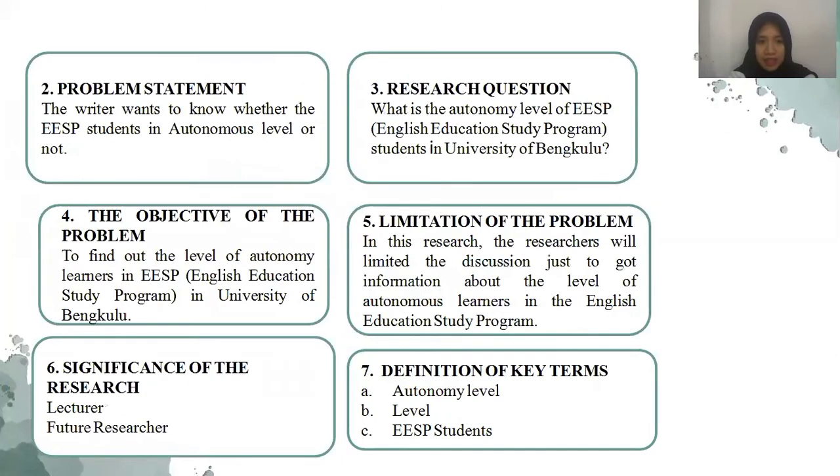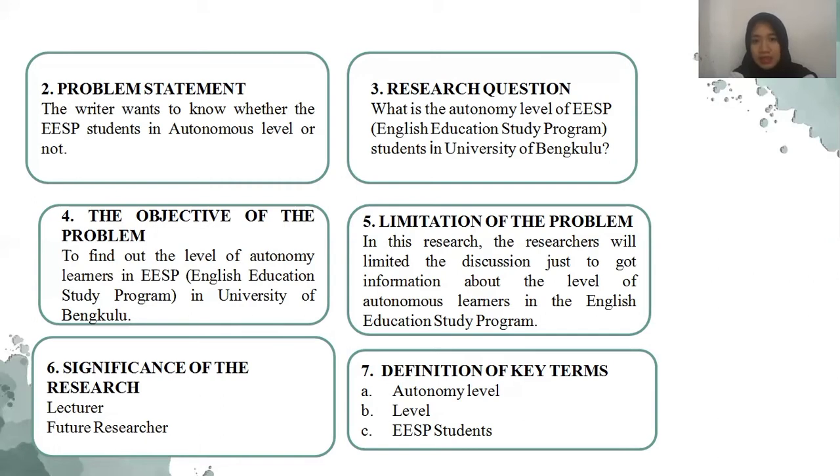Second, problem statement. The writer wants to know whether the ESP students are at an autonomous level or not. In the problem statement, the researcher wants to research autonomy level used to measure how autonomous a learner is. Based on some studies that discuss autonomy of students, there is no research that focuses just on autonomy level of students. And then based on some research in University of Bengkulu, the researcher read no research about autonomy level of ESP students. Because of that, the researcher wants to focus this research on autonomy level of ESP students.